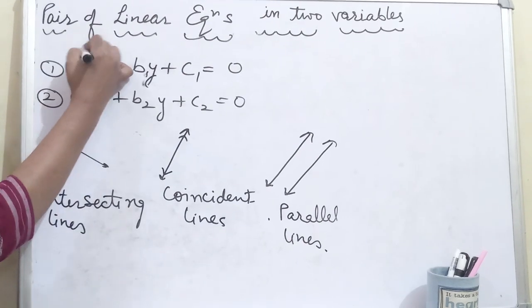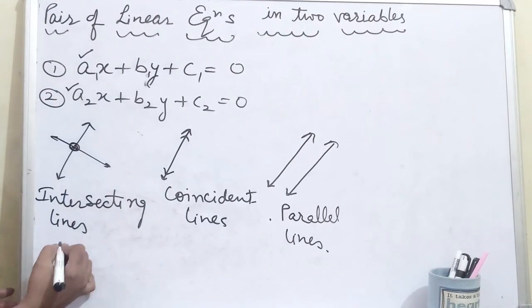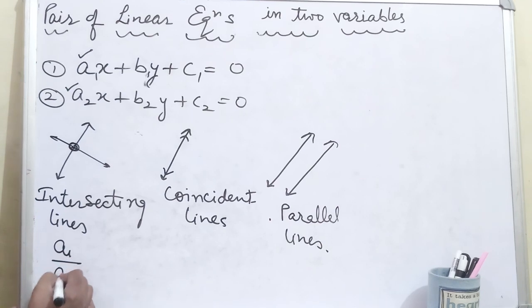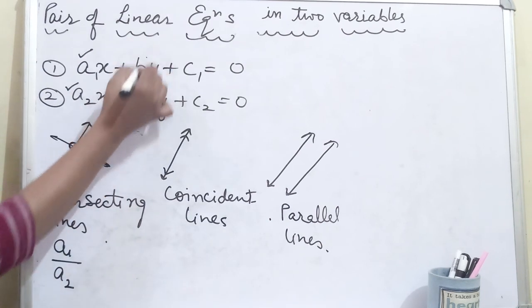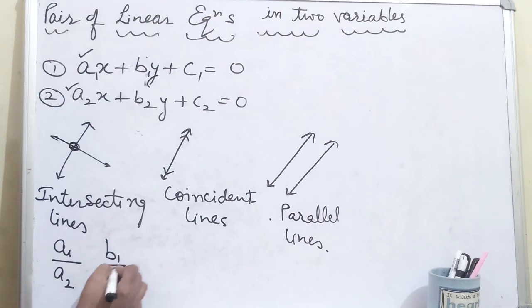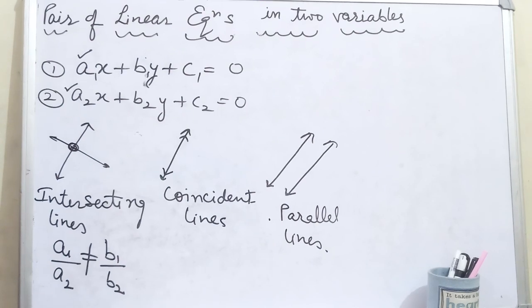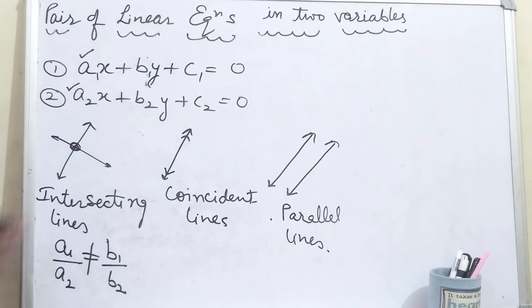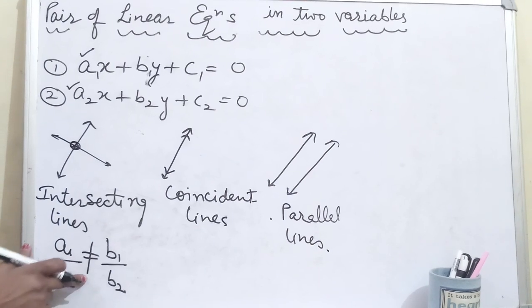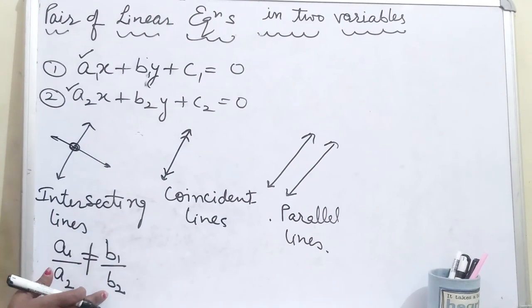If you take the ratio of the coefficients of x, that means a1 by a2, and the ratio of the coefficients of y, b1 by b2, if they are not equal to each other, at that time the lines are always intersecting lines. So the first condition is intersecting lines, and the condition is a1 by a2 is not equal to b1 by b2.